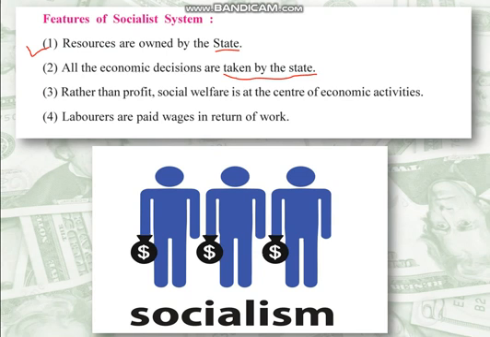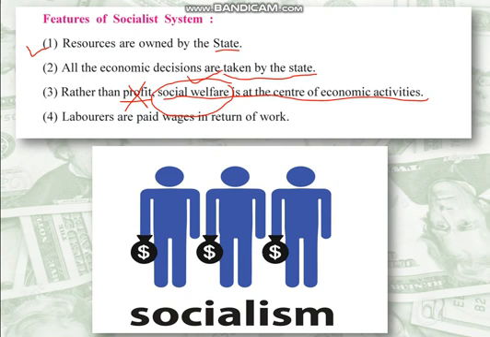Third, rather than profit, social welfare. Rather than profit, social welfare is at the center of economic activities. That's why profit is not seen, but social welfare is seen. Things are produced which are needed by the people and which are not a luxury. So here people get more benefit in comparison to the business houses.